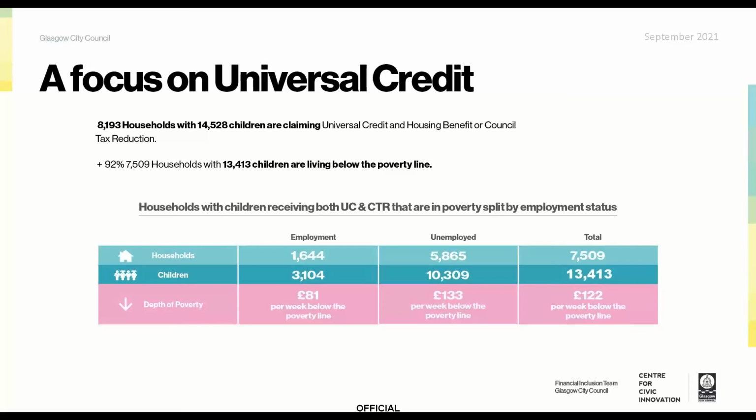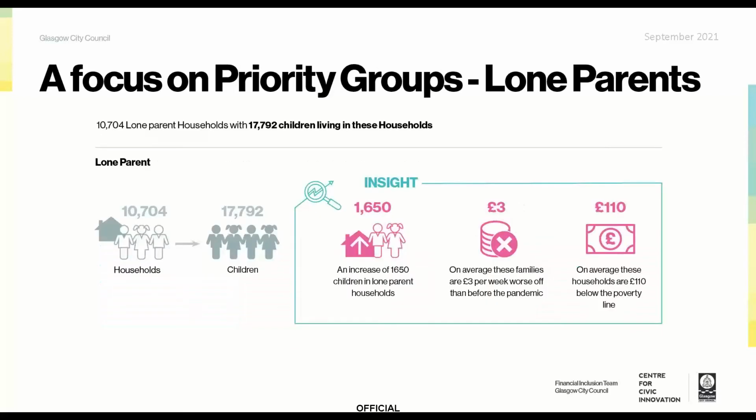So if we move on to slide 12, I've just picked one of the priority groups. I'm just conscious of time. So we had data on each of those priority groups, so large families, children under 1, families with disability. But what was really stark for Glasgow was the number of lone parents. It's our largest group. There's 17,500 children living in households with one parent. This has increased since the pandemic, an increase of 1,650 since the last report. And for those families, they're £110 per week below the poverty threshold.